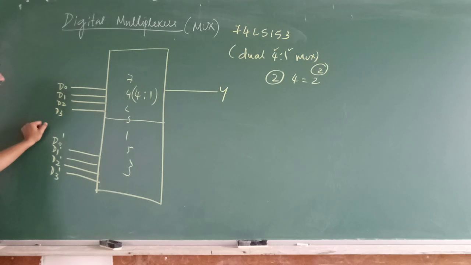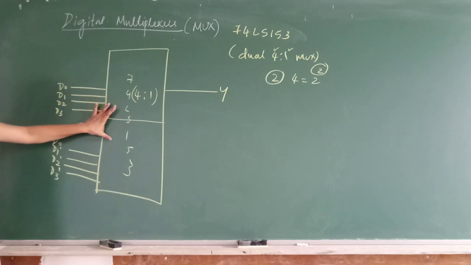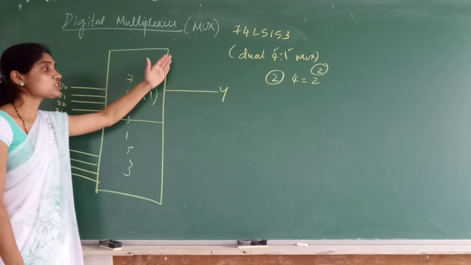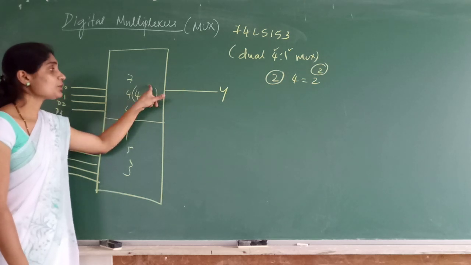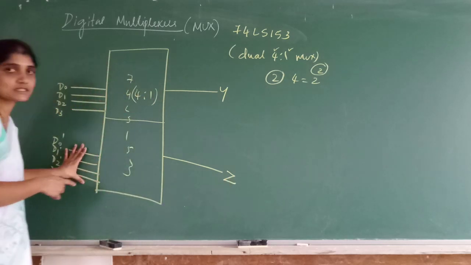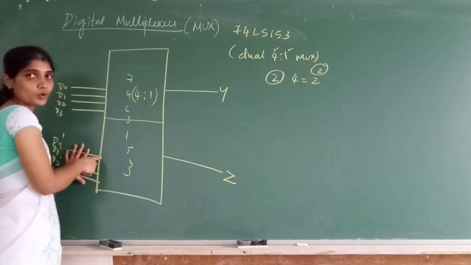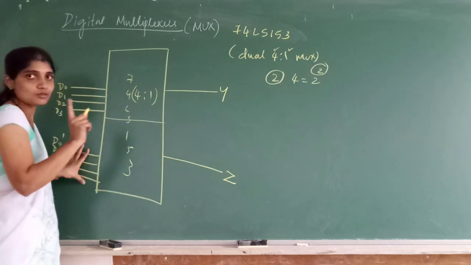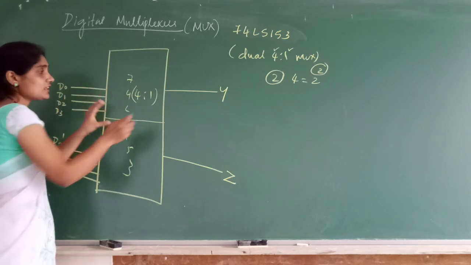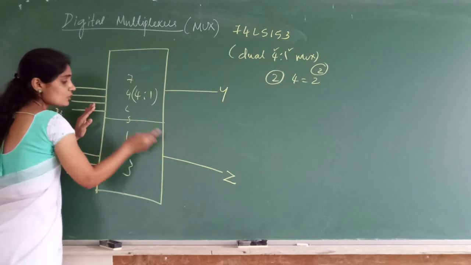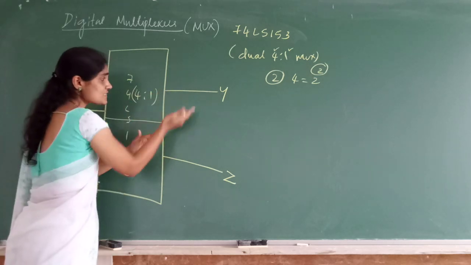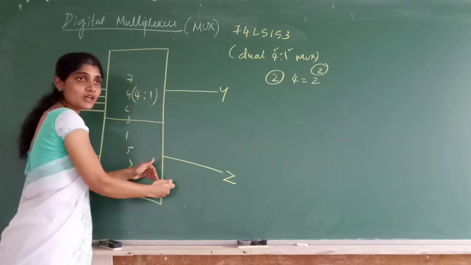Since we have dual 4:1 mux in 74LS153, we don't have just one output. We will have output lines for each multiplexer separately. If this is the output line for the first mux, we will have another output line, let me call this Z, for the second mux. Looking at the logic symbol, you don't say that one mux has 2 outputs. No, a multiplexer has only one output line. This output is for the first mux and this output line is for the second mux. So since we have dual 4:1 mux, we have 2 output lines, one for each multiplexer.